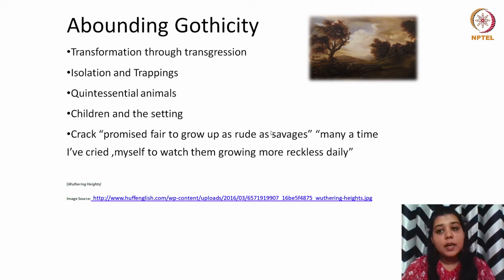And interestingly, the children in this novel turn out to be a reflection of the domestic sphere in which they are brought up. We see Heathcliff and Catherine grow up rude, as savages, as described by Nellie Dean, whereas characters like Isabella and Linton grow up in a very gentle fashion. Here again, we are reminded of the storm and calm allegory that we have seen in the earlier lectures: the storm referring to Heathcliff and Catherine, and the calm referring to the Lintons.